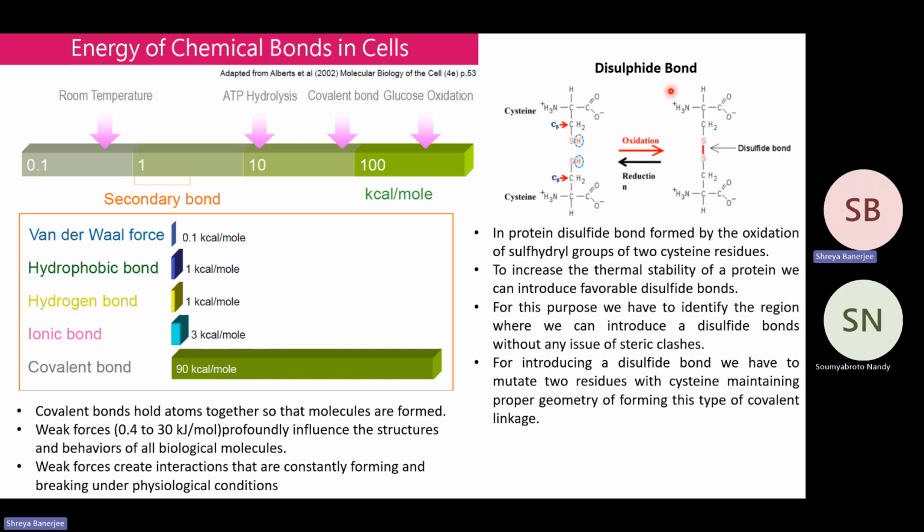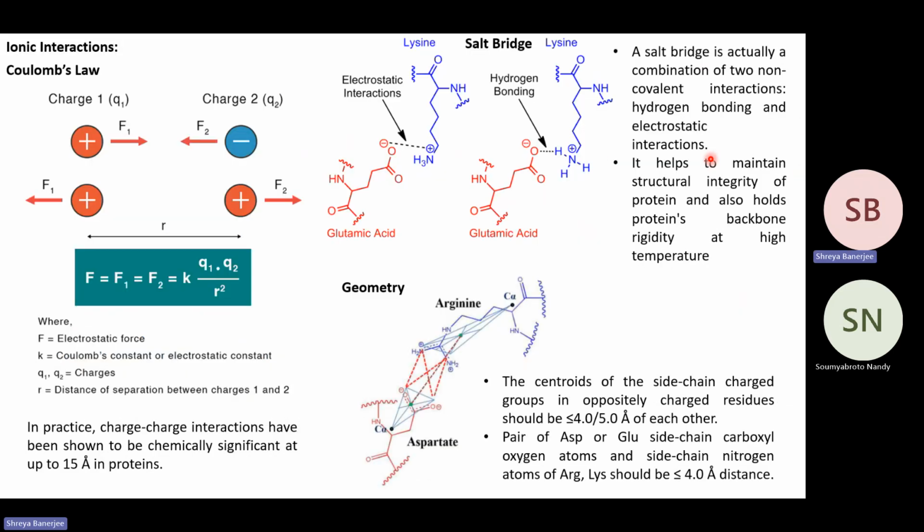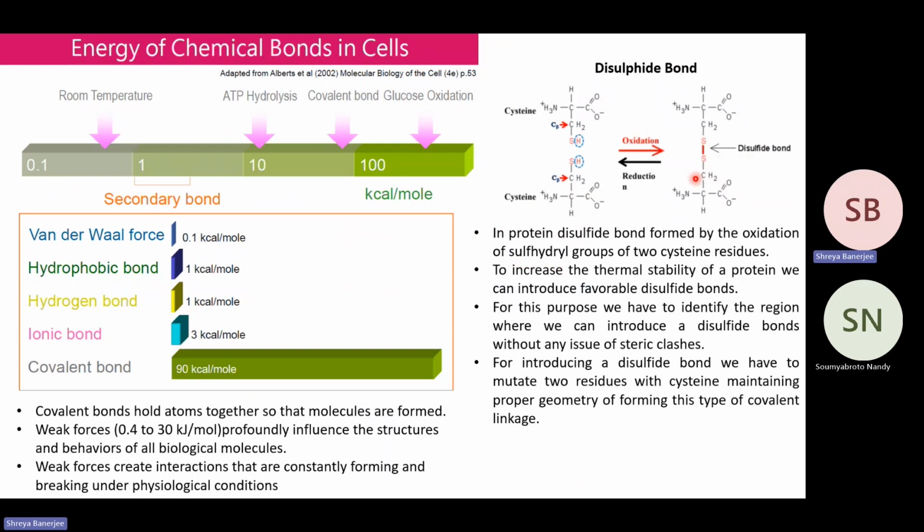There is also the disulfide bond that we talked about, where 2 cysteine residues come close to each other, and there is oxidation, that is H is lost from both and the sulfur is connected, forming a disulfide bond. Sorry, this is technically a covalent interaction. So it will fall within the covalent interactions.